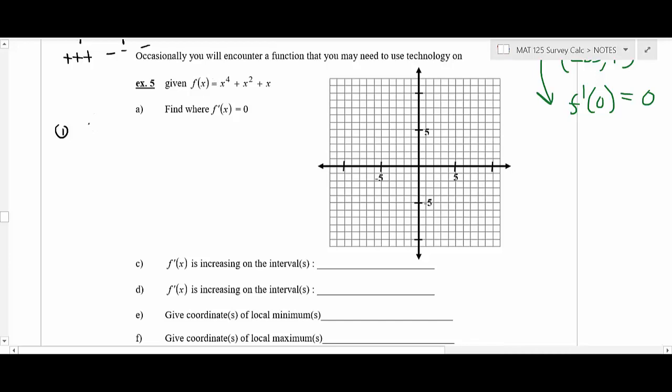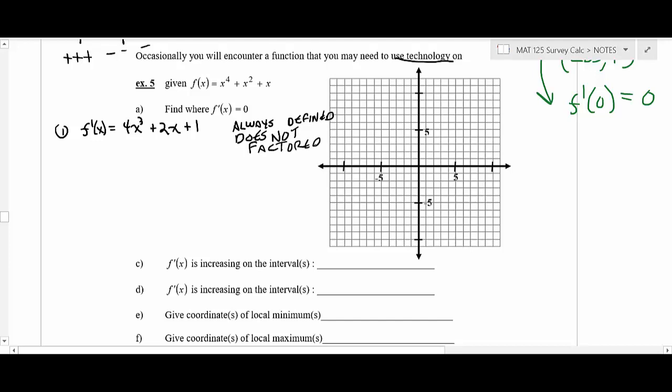All right, so here is the derivative. The derivative is 4x to the third plus 2x plus 1. Now what's going to happen on this is that the derivative is always defined. Sometimes you have to use technology, because this one is always defined, but it also does not factor, and you don't really, as a student, have any method to factor this out.